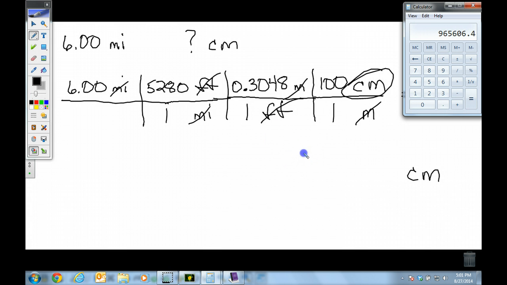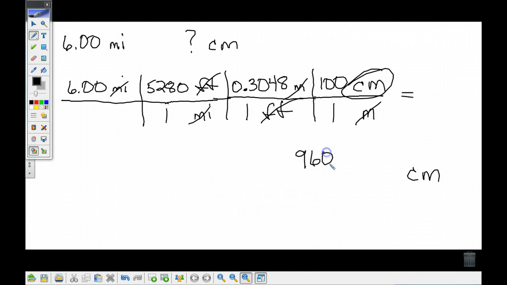We can write 966,000, underline the 6, or 9.66 times 10 to the 5th centimeters. We're using sig figs. We're doing dimensional analysis.